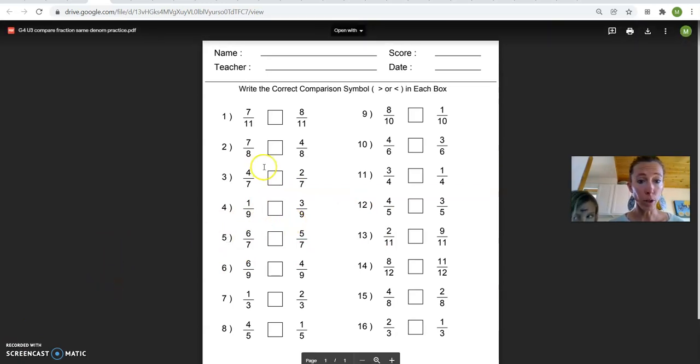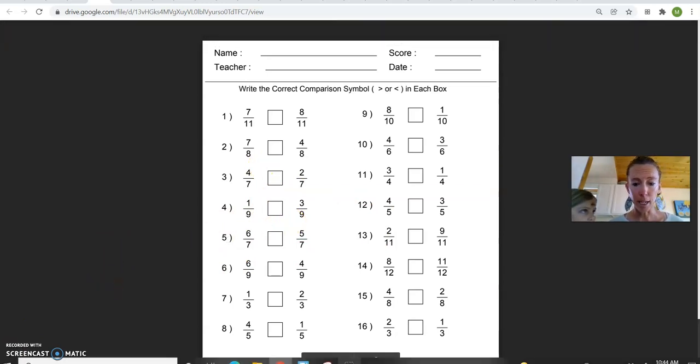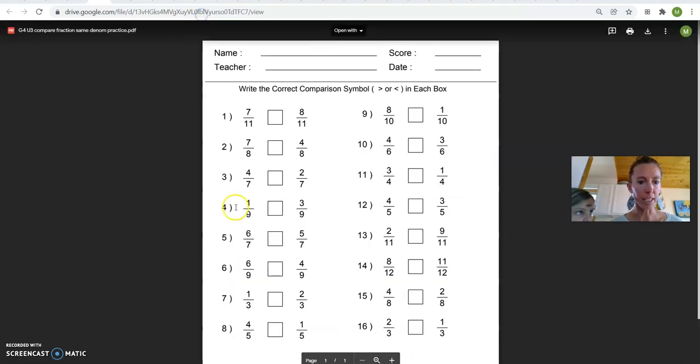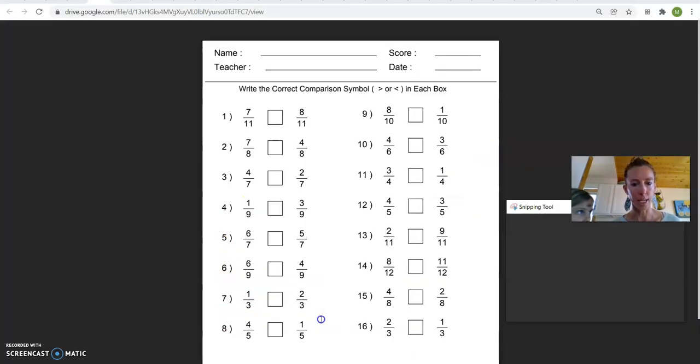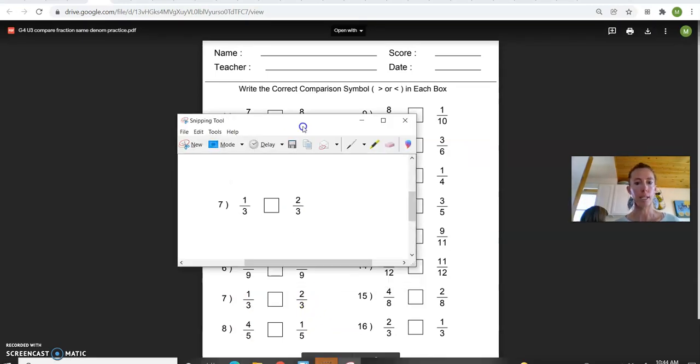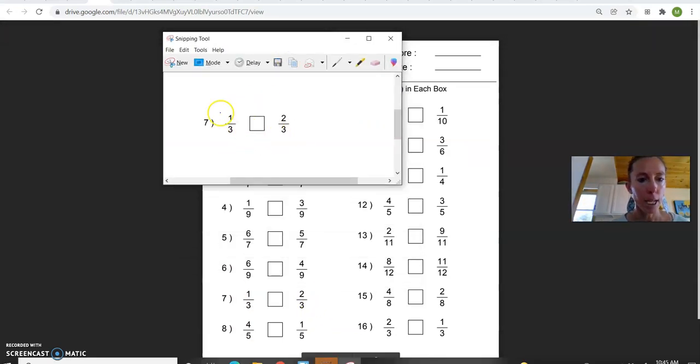I'm gonna try one of them right now. So let's say I pick to do problem number 7, because I love number 7. Okay, so let's say I choose that one. Okay, and I'm going to write that on my sheet of paper, and I have, what do I have? 1/3, and I'm comparing it to 2/3. So which one is bigger, which one's smaller, or are they the same, equal?